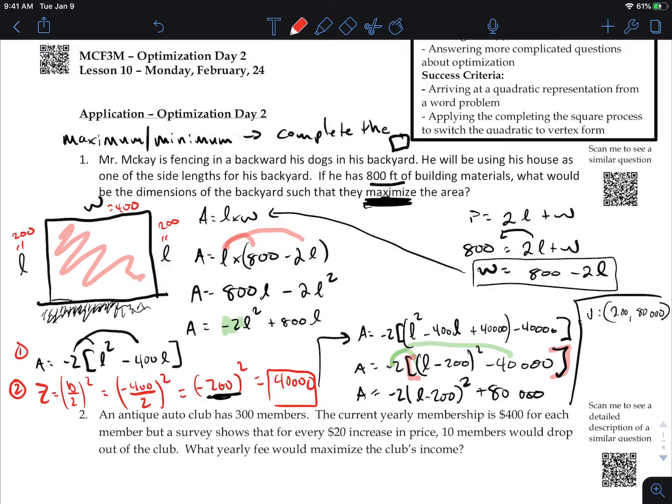You'll see. Does anybody have any questions? How did we go from the 400L, the negative 400L to the negative 200L? I guess it's negative 200 there.